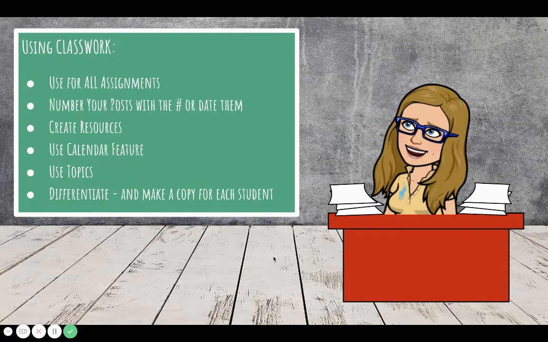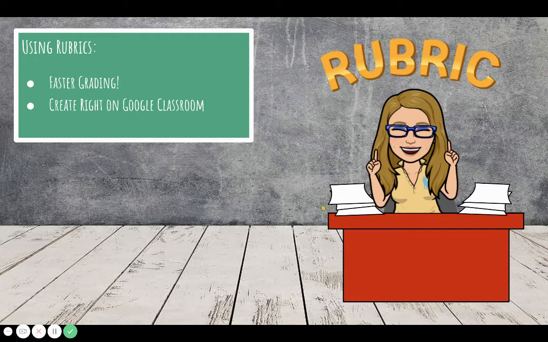So the Classwork tab is the next tab over in Google Classroom. This is where you're going to put all of your assignments. Some best practices can be to number your posts using either the hashtag or actually to date them. Some teachers prefer to do it just based in the topics, completely up to you, and we'll talk about those topics. It's also a place where you can create any resources. This is where you want to add your due date so it shows up in the calendar, and it does allow you to differentiate to make copies for each student. So we're going to go into Google Classroom and look at that classwork side, and then we'll get into the rubrics that you see on your screen.